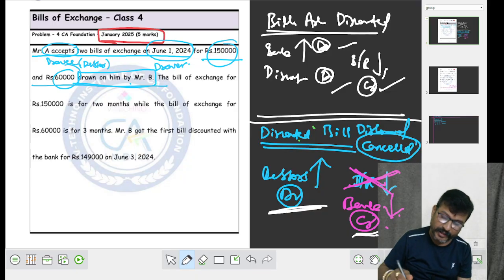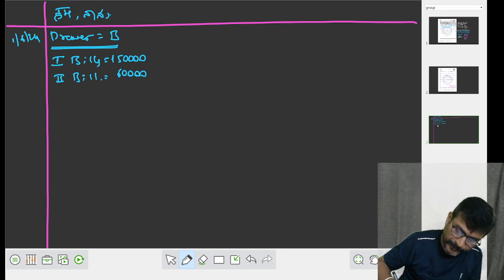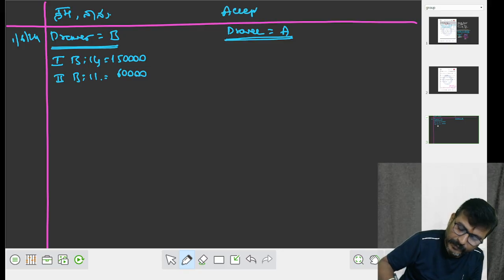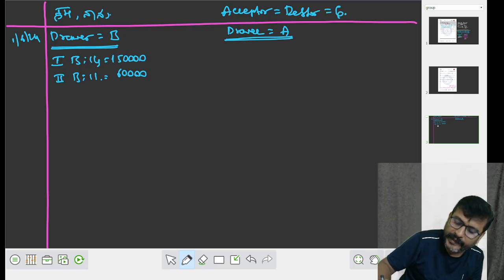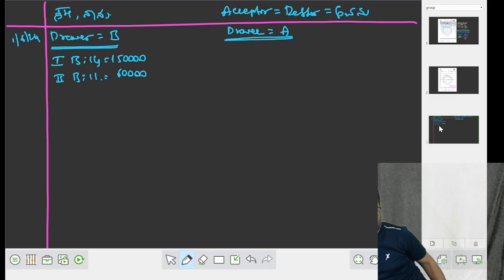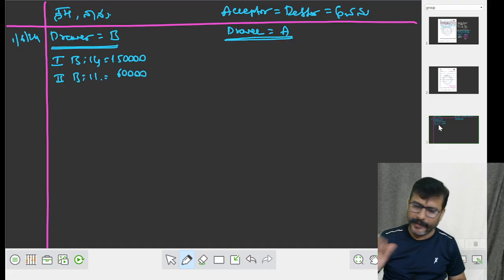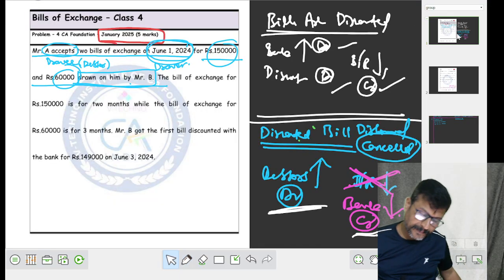On which date are the bills drawn? 1st June 24. Fine. Who has accepted? The drawee is Mr. A. He has accepted. He is the debtor. He is Avanu. Please, my dear student, mention this explanation on the top of the margin. Okay, did you mention? Shall we move further?